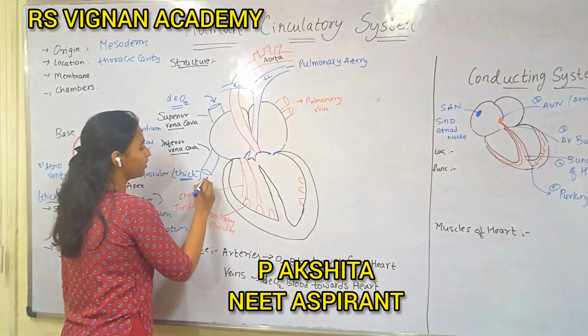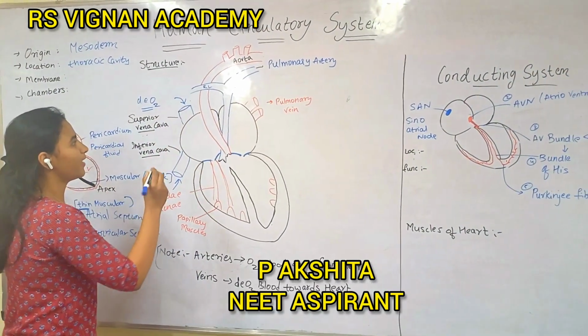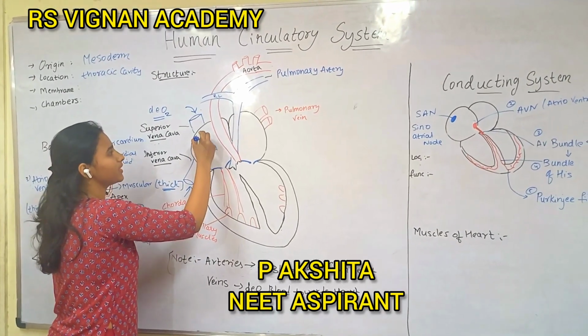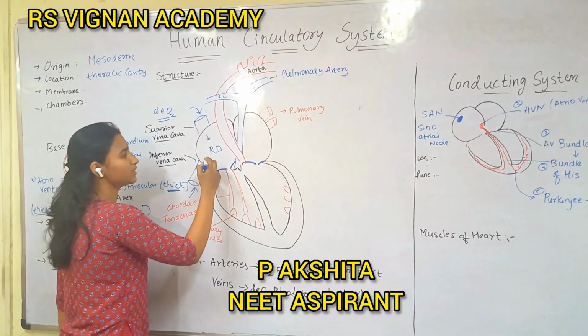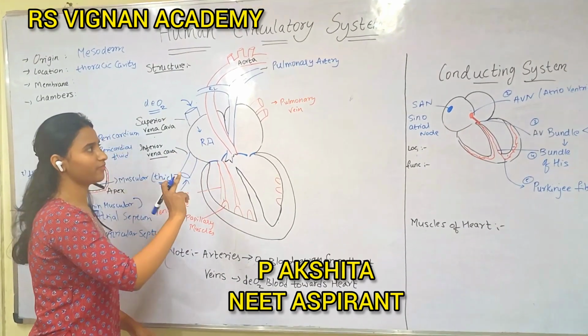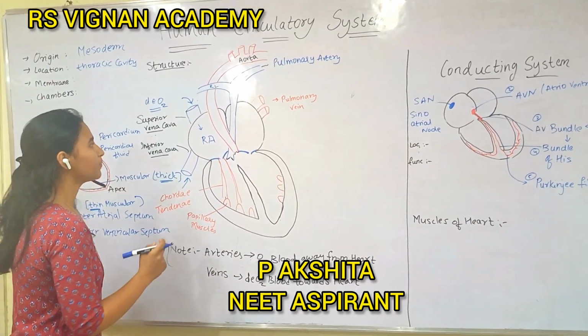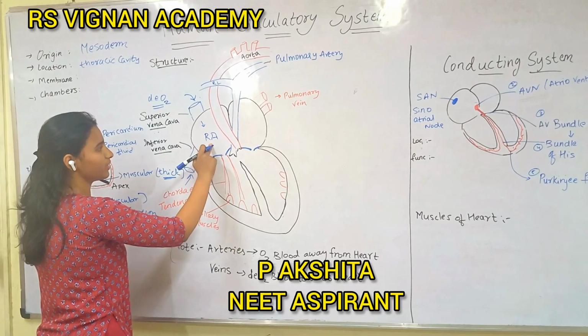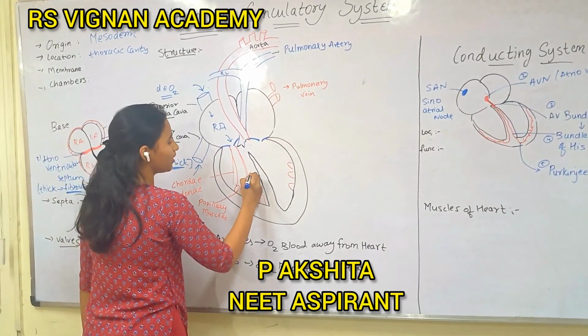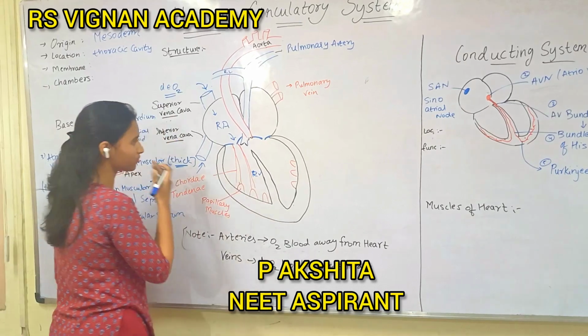Now from here and here the blood is flowing, and it will enter into the right atrium. Now this is the deoxygenated blood, hence I am referring to it with blue color, and I will refer to the oxygenated blood with red color. This is the deoxygenated blood in the right atrium, and from here the blood will flow into the right ventricle. How will it flow?